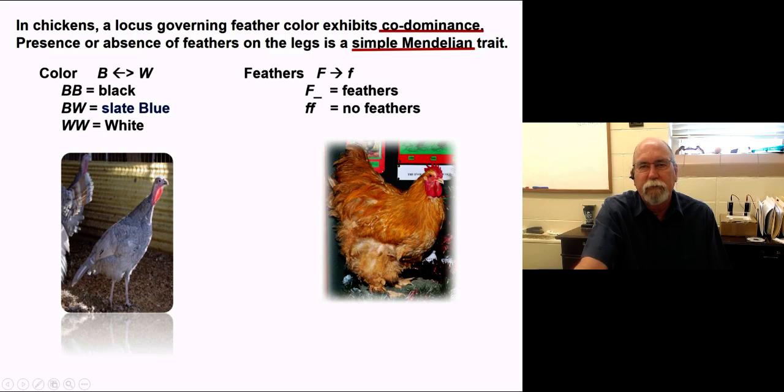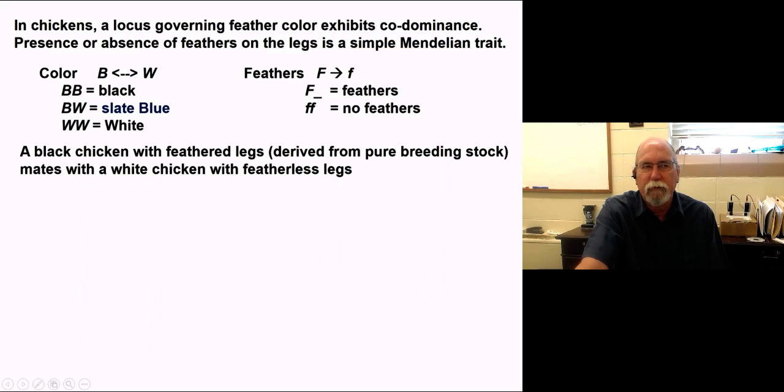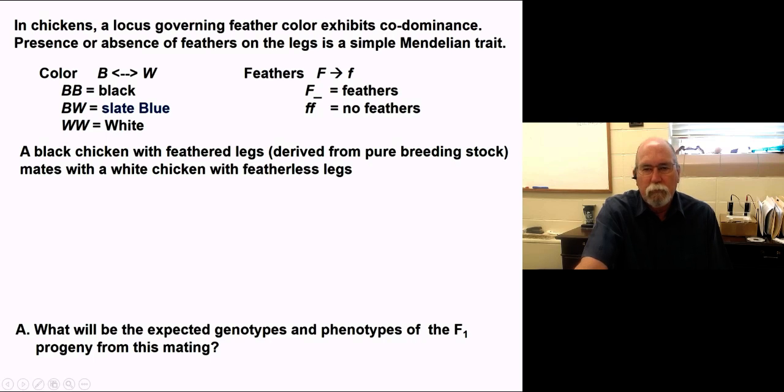Now we're going to make some kind of cross, obviously. So the cross that we're going to make says something like this. A black chicken with feathered legs derived from pure breeding stock. Okay, so it's telling me it's got feathered legs, right? It's telling you something about what's going on up here. Okay, telling you this black, so you know what's going on over here. It's crossed with a white chicken, so it's going to have some combination genotype like this with featherless legs, so no feathers is right here. Okay, so what are you going to get from that?